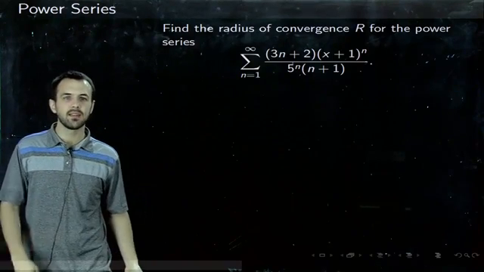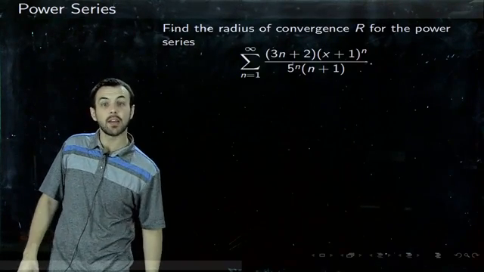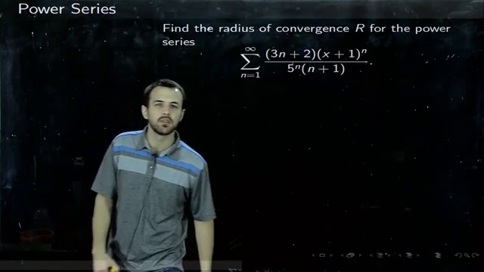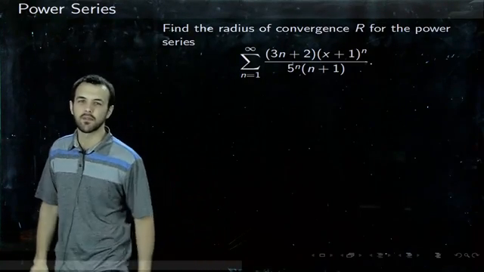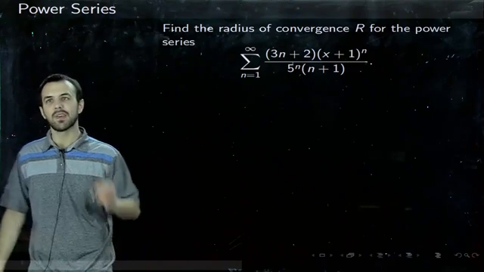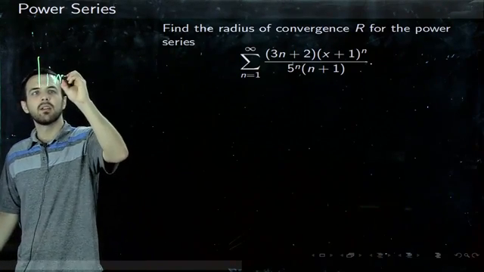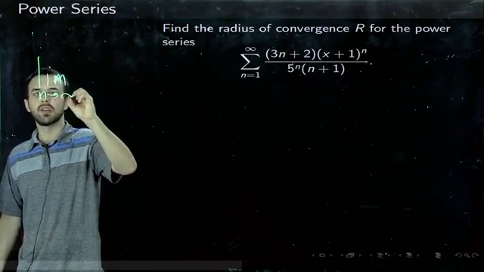All right, well, we're back at it. Same question, well, actually, we don't need to find the center this time. Just find the radius of convergence, r, for the power series. You've guessed it, we're going to do the ratio test again.